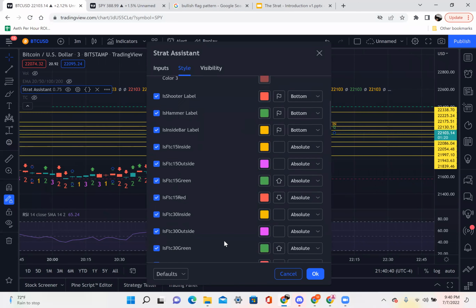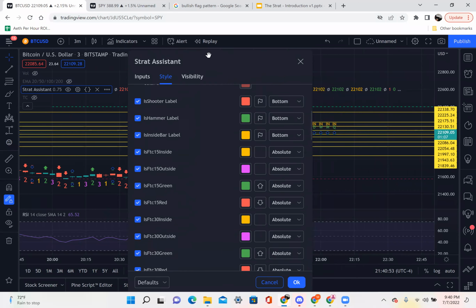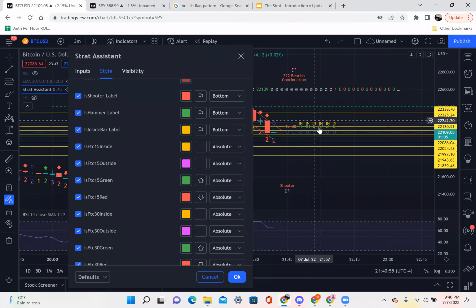So that's what all of this is showing you right here. You want your inside bar label to turn on to let you know that's your inside bar. You know what I'm saying? Full time frame continuity inside. Oh, that's what inside means now, right? When you see in, it's in full time frame continuity. See, it was kind of obvious when I read it, but yeah.